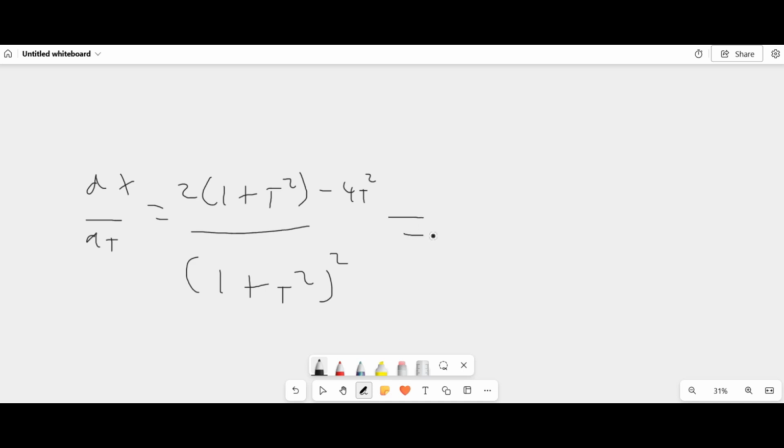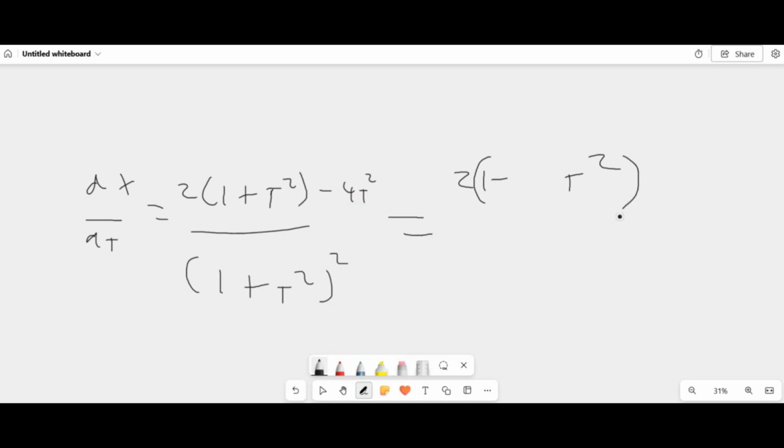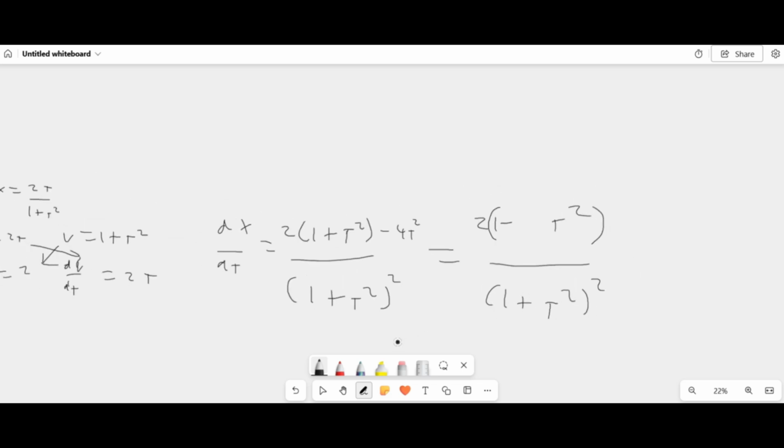Now what I can say here is that 2 times 1 is 2. 2 times t squared is 2t squared. 2t squared minus 4t squared will be negative 2t squared here. So it'll be 2 minus 2t squared. But I can take out the 2 here, so it becomes just 1 minus t squared here. All of that over this here, 1 plus t squared squared. The bottom doesn't really matter because it's going to get cancelled anyway, so it doesn't really matter too much here.